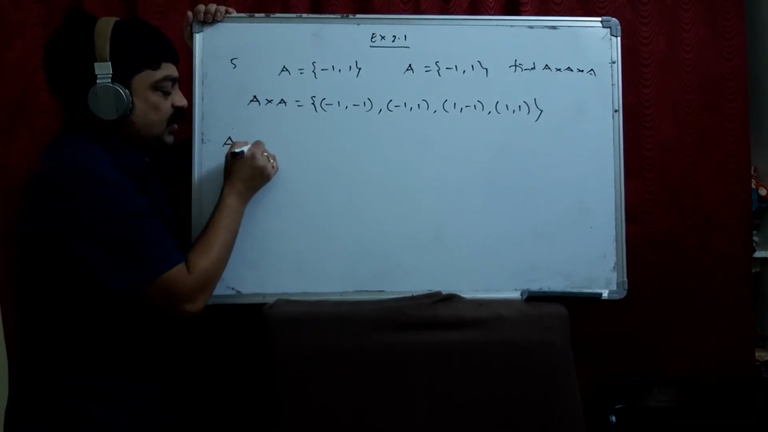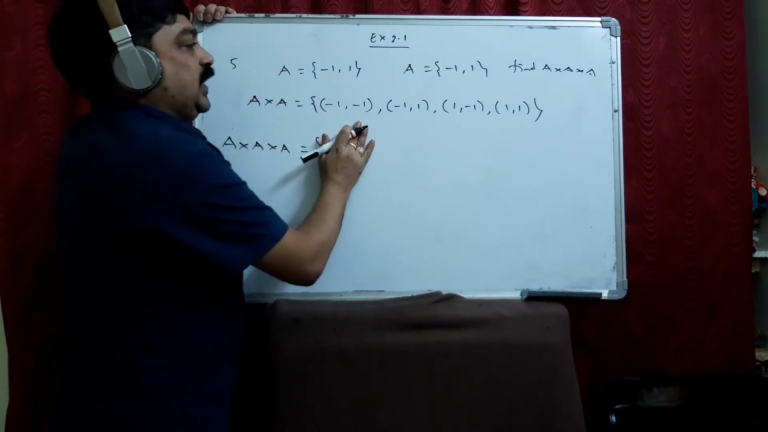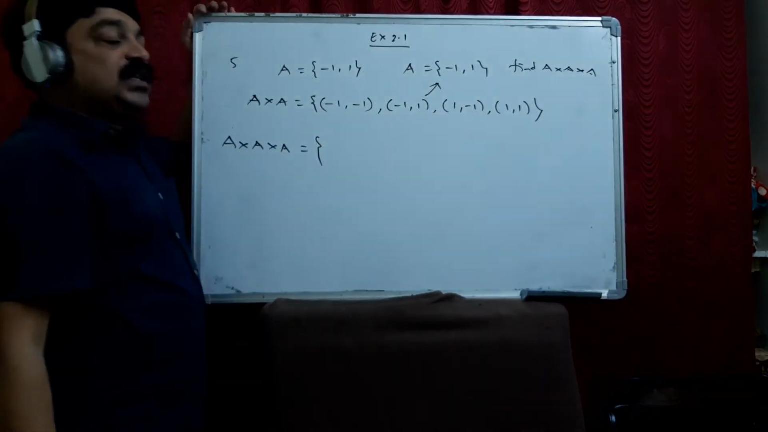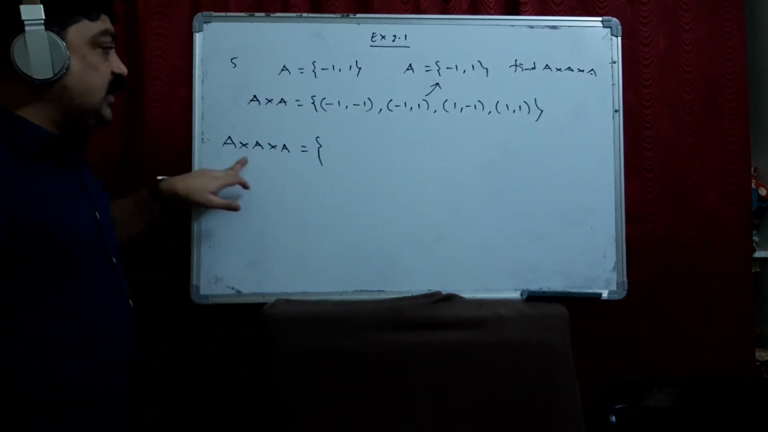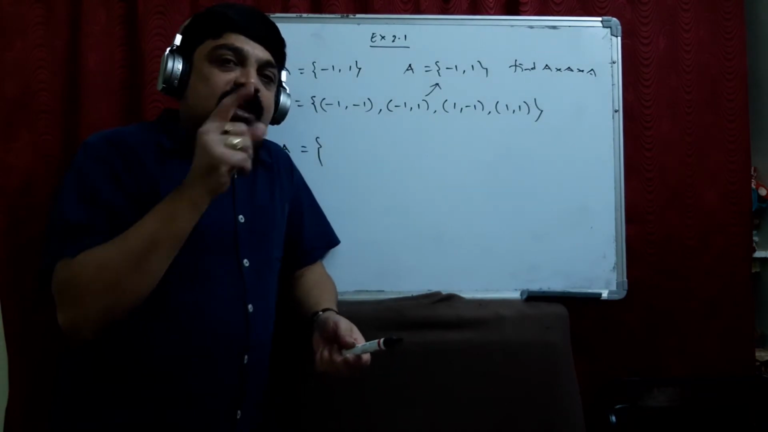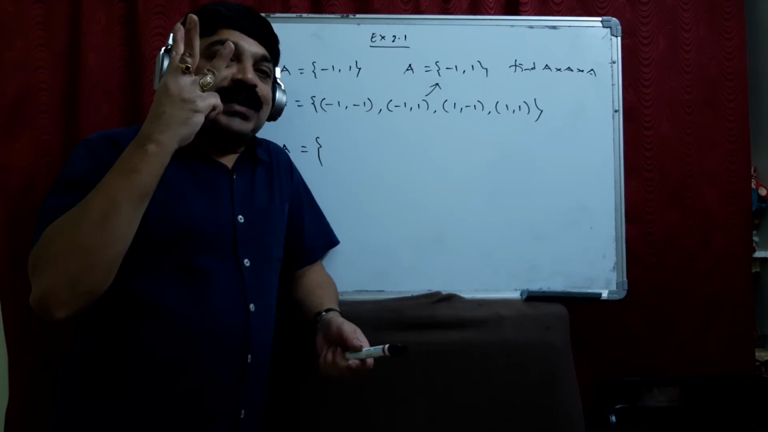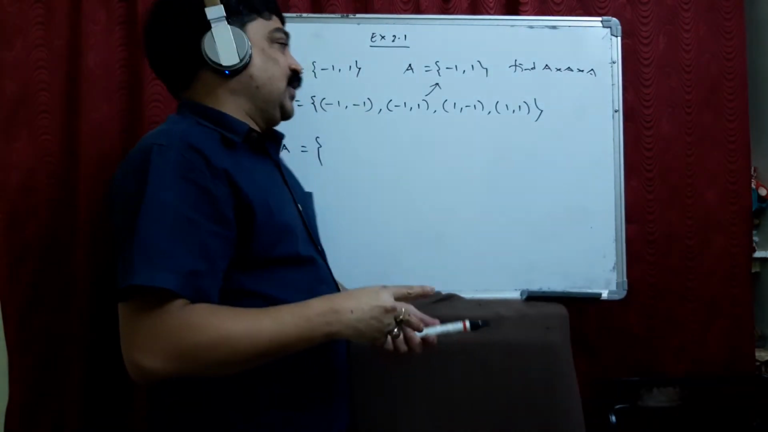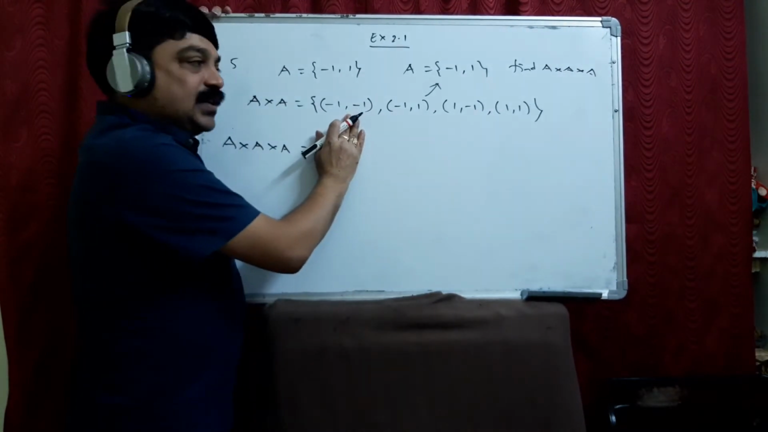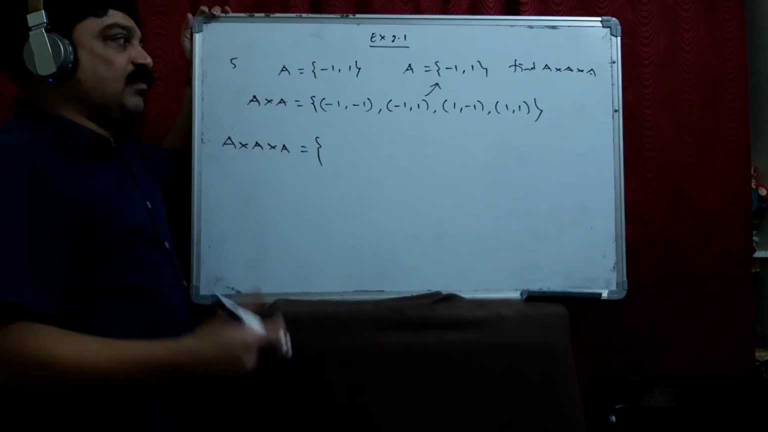Now A cross A cross A. Here the ordered pair should be mapped with one more set. See how you get it here. So this is an ordered triad. Ordered pair means in a bracket you will get 2 elements. Ordered triad means in a bracket you get 3 elements. It is in 3 dimensions. That means there are 4 elements here. We treat these as elements. 4 with 2 elements, in total you should get 8. Let us see how we get them.